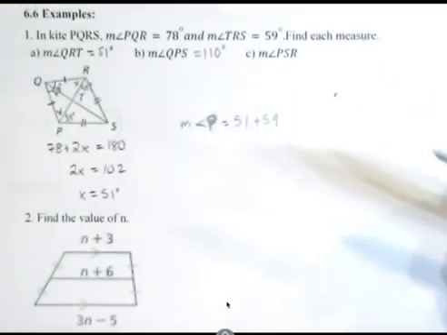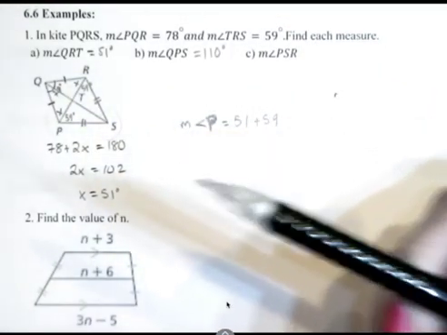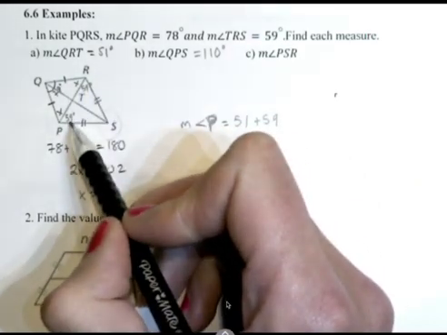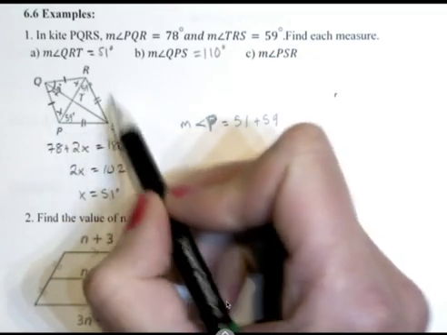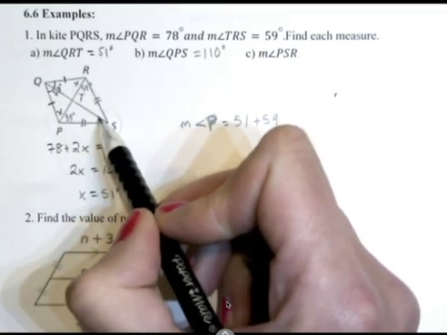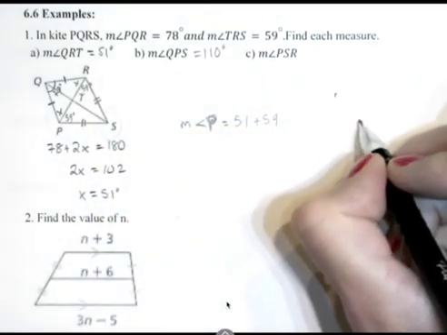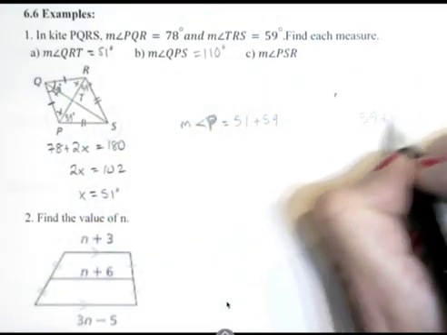Okay, PSR, so this is that remaining angle. Something else I can use, there's a couple ways I can do this one. I know that those two angles are 59. So I could look at this isosceles triangle here and do 59 plus 59 plus S equals 180.